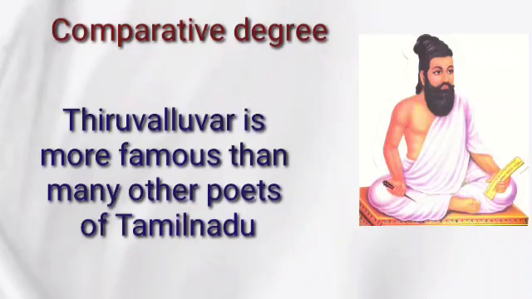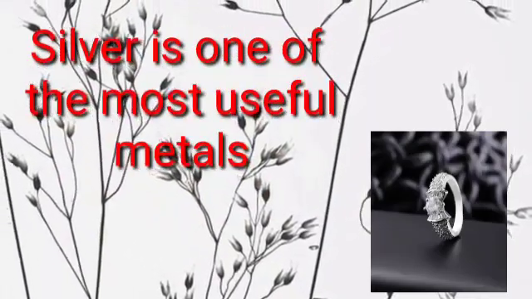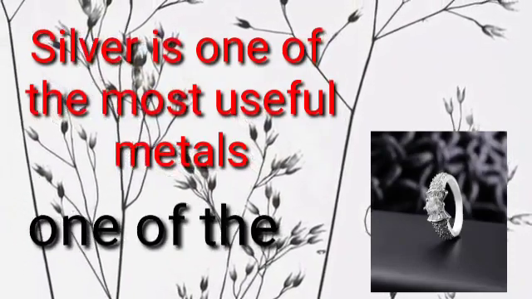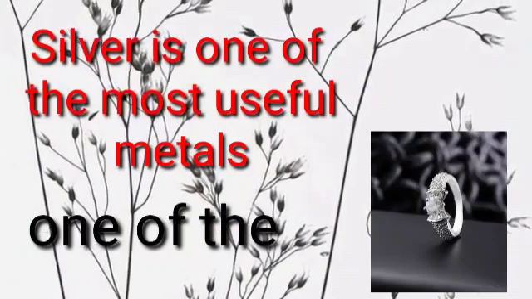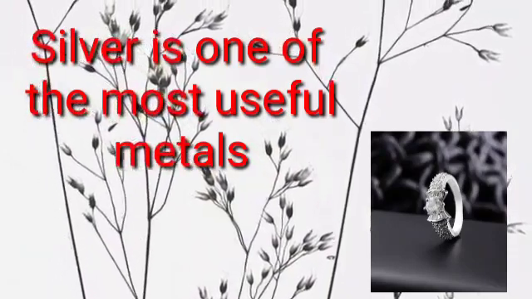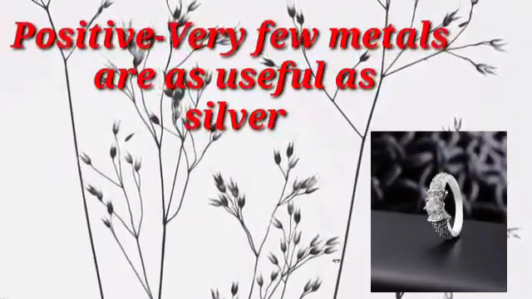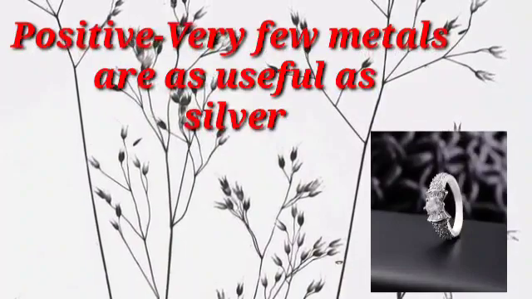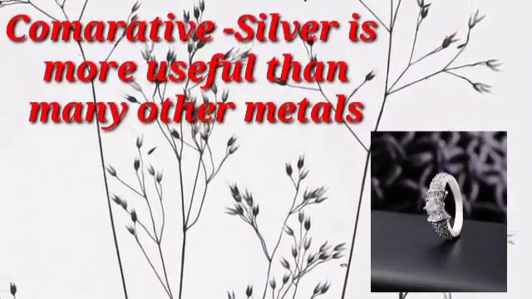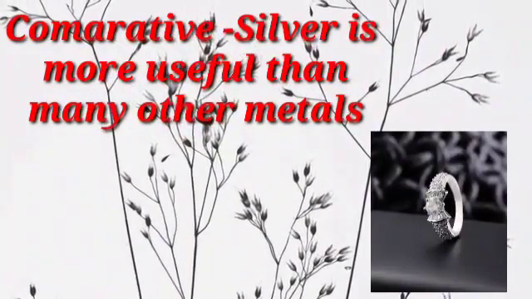Second example for this rule: silver is one of the most useful metals. Because of the phrase one of the, we have to make certain changes in positive and comparative. In positive, we have to start the sentence with very few: very few metals are as useful as silver. And in comparative degree: silver is more useful than many other metals.